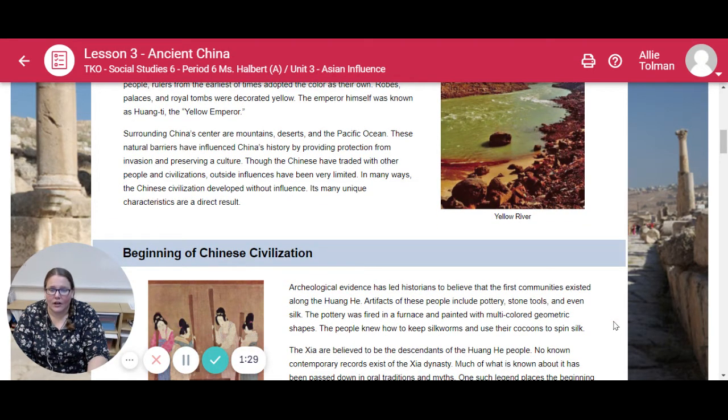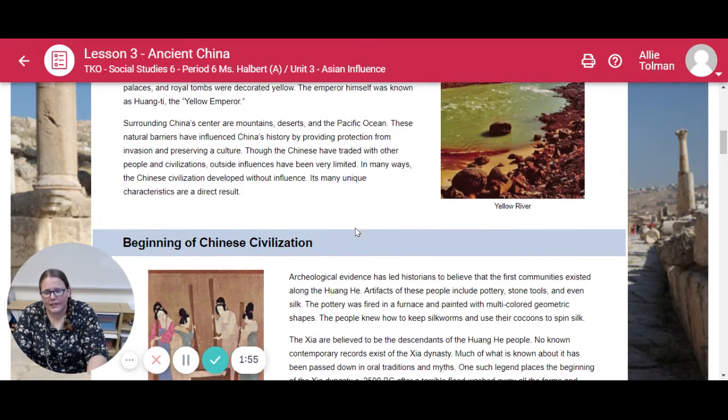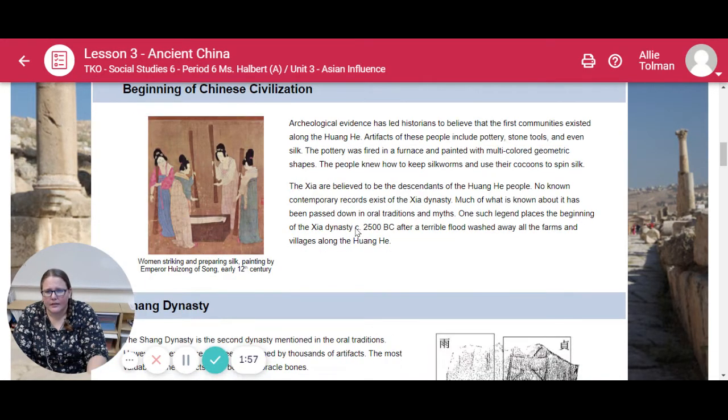Surrounding China's center are mountains, deserts, and the Pacific Ocean. These natural barriers have influenced China's history by providing protection from invasion and preserving the culture. Though the Chinese have traded with other people and civilizations, outside influences have been very limited. In many ways, the Chinese civilization developed without influence. Its many unique characteristics are a direct result. The beginning of the Chinese civilization.